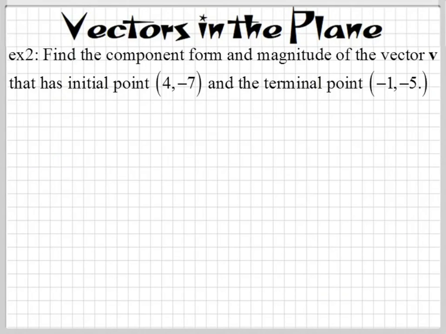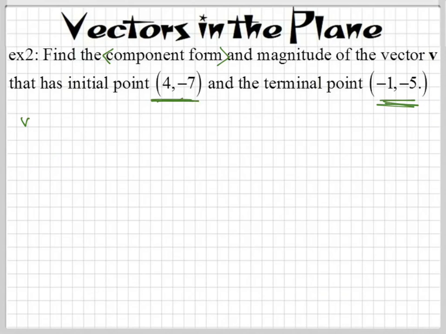This says, find the component form, which is the one with the 2 carets. The component form, let's put little carets right here. The component form and the magnitude of the vector v that has the initial point, there's your starting point, and a terminal point right there. Okay, so my initial point is 4, -7. I'm sorry, my terminal point is -1, -5.